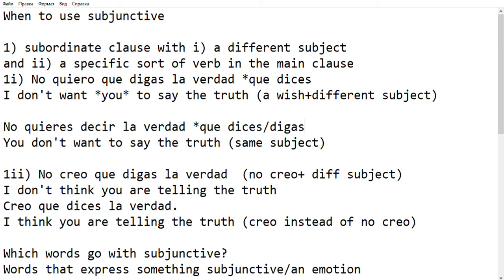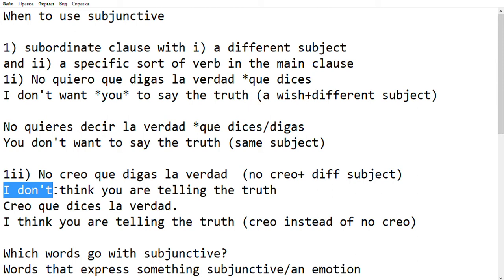Okay, so this is about the subject. Now let's look at the quality of the verb. Let's take two different English phrases. I think you are telling the truth. And then I have also, I don't think you are telling the truth. Now, these phrases look very similar, but in Spanish, one will be with the subjunctive and the other will be with the indicative.